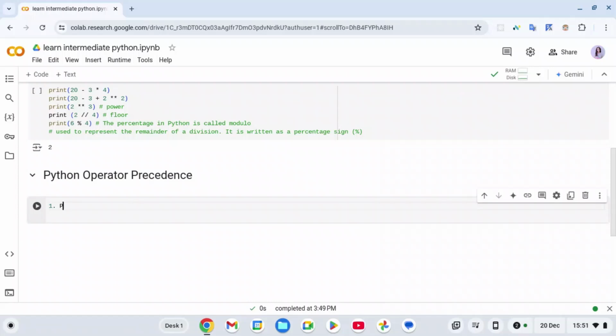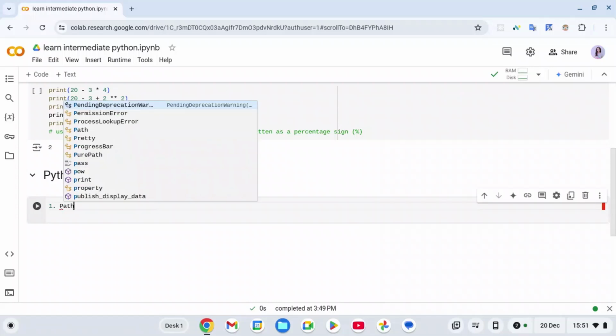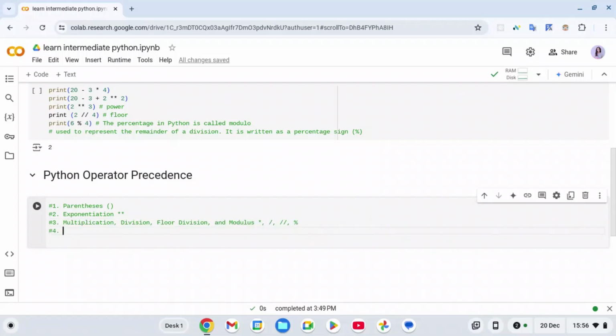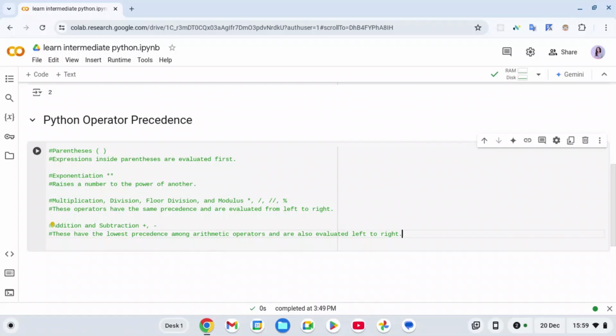So number one is parentheses. Moving on to number two, which is called exponentiation. You can also say power. Moving on to number three, which is multiplication, division, floor division, and modulus. And lastly, guys, addition and subtraction. So guys, this is the order of operations we need to know.